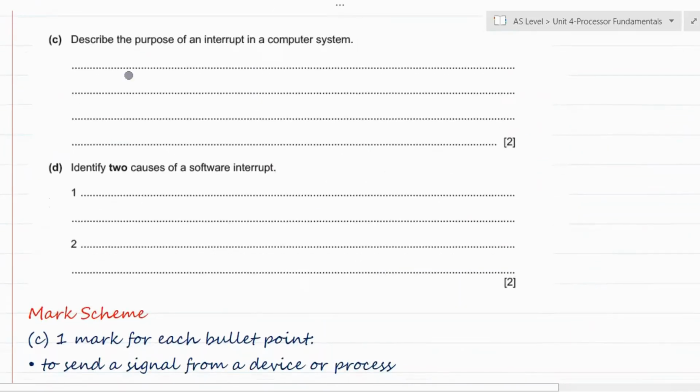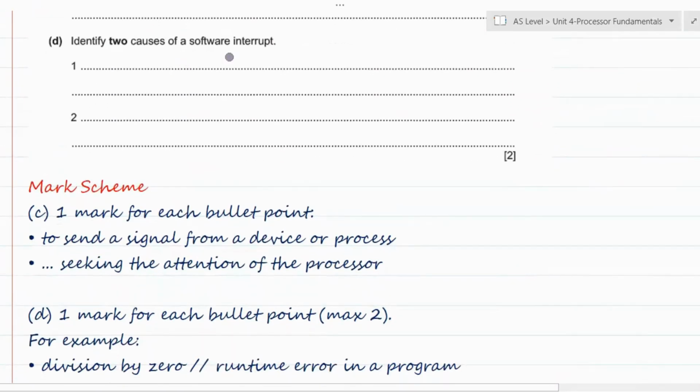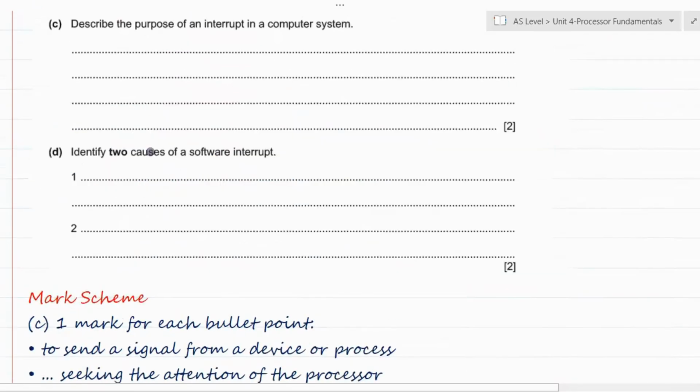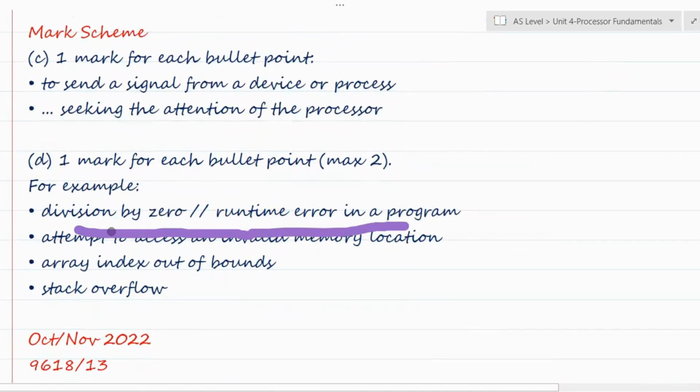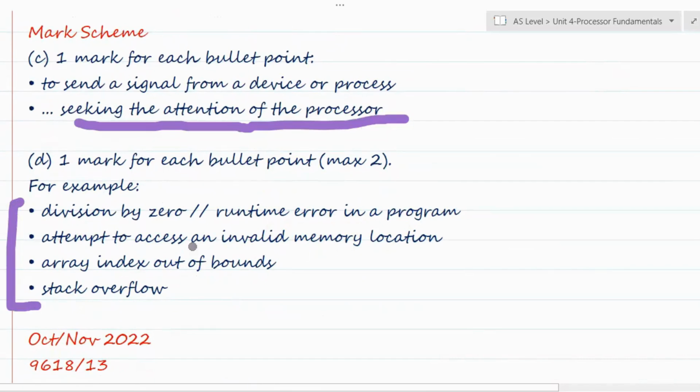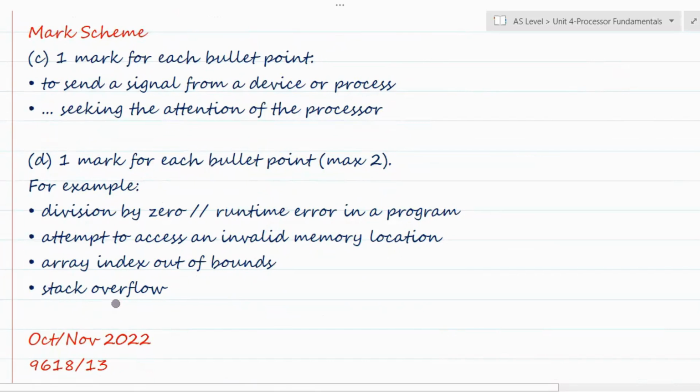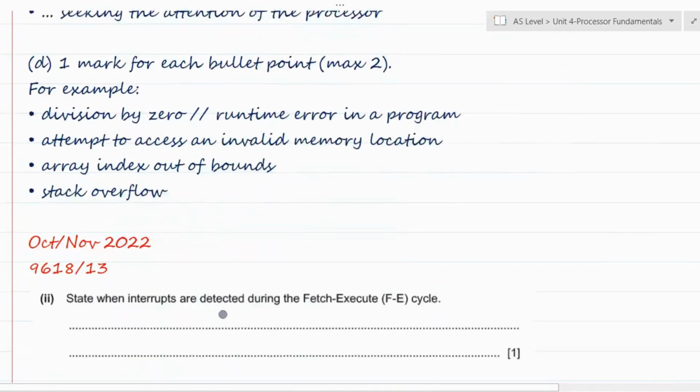There is one more question. Describe the purpose of an interrupt in a computer system and then identify 2 causes of software interrupts. This also we have covered today, and we have just solved this question. So the purpose of the interrupt is to send a signal from a device or process seeking the attention of the processor. And you have just written division by 0, runtime error, attempt to access an invalid memory location, array index out of bounds, stack overflow. You may write these examples as well, right?